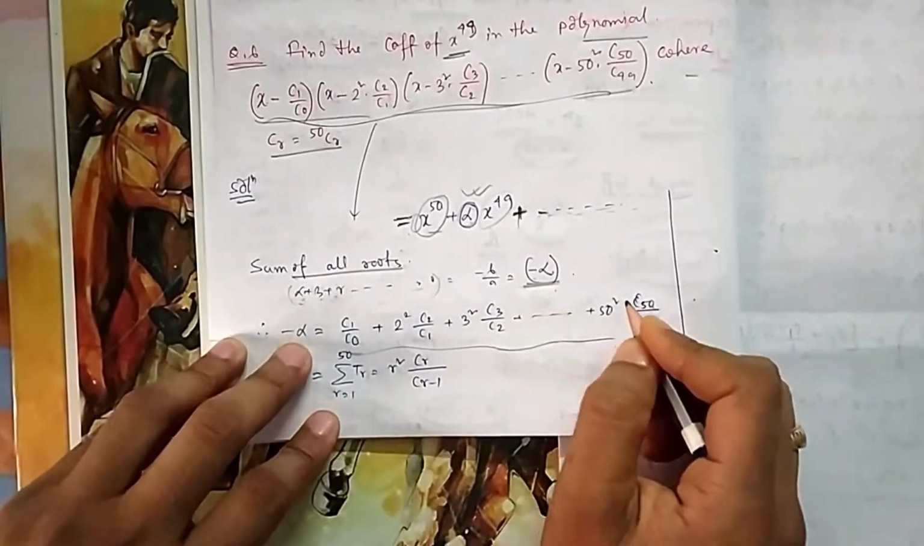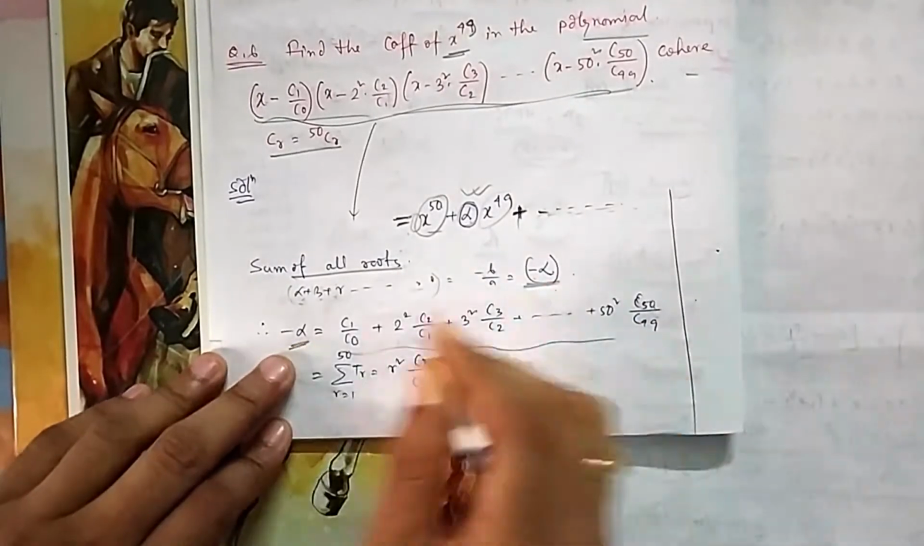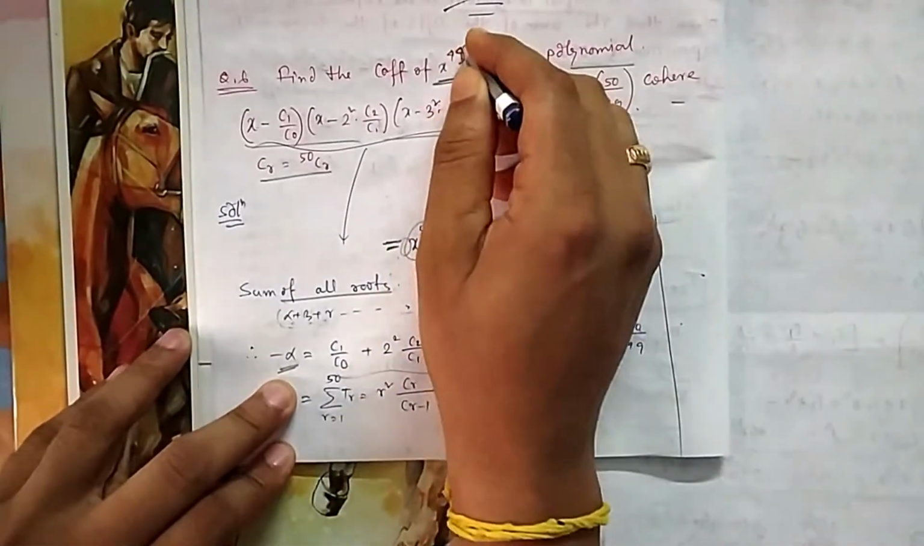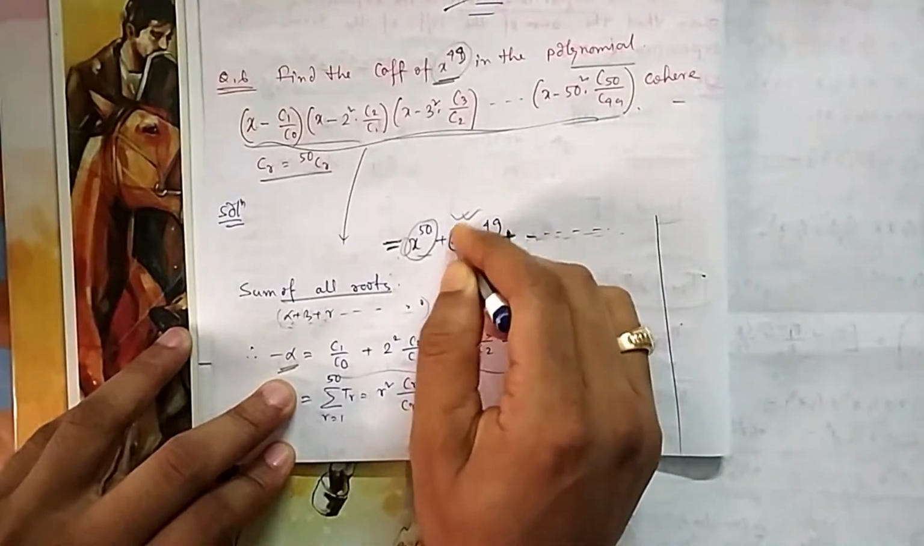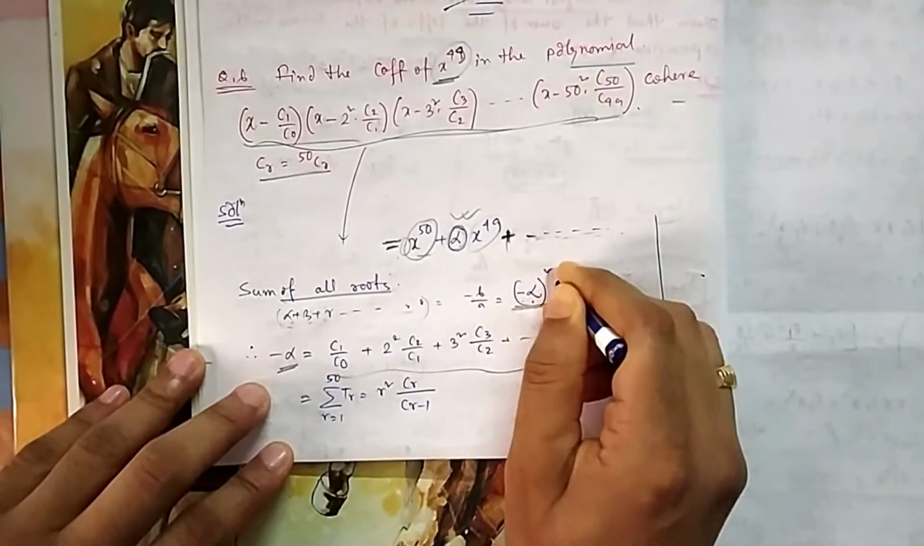So this is your minus alpha. Now this itself is minus alpha, you remember this one, minus alpha. So what is asked? They have asked you to find the coefficient of x^49. What is the coefficient of x^49? It is alpha. That means if I get this alpha, that is my job, to calculate this one.